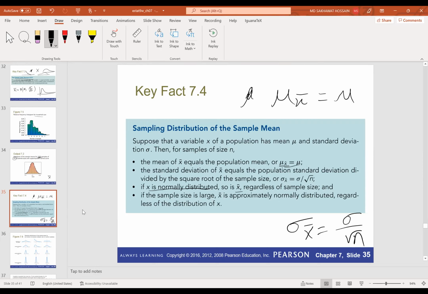And if X is not normally distributed, and if the sample size is large, then X bar is approximately normally distributed, regardless of the distribution of X. So you should remember these facts.